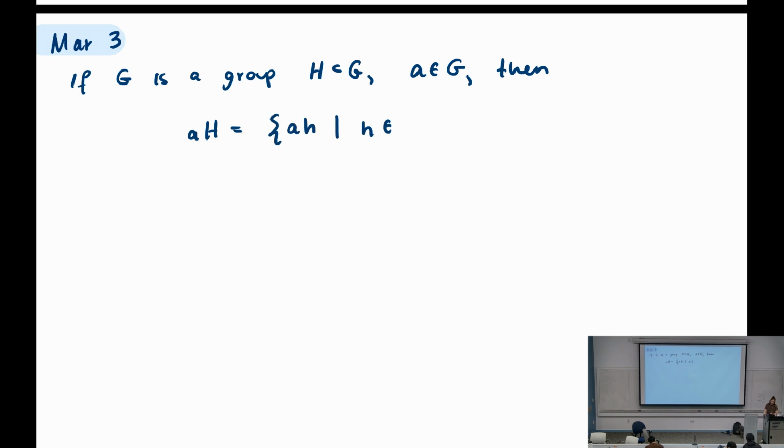If G is a group and H is a subset of G, and we also have an element A in G, then AH is the set of all A times h, such that h is an element of H. This is called the left coset of H in G containing A.